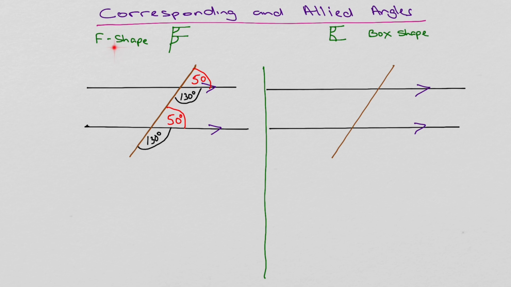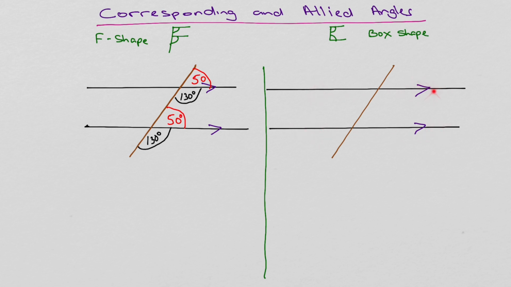The idea of the F shape, you shouldn't use it, but it's just indicating that it is like an F. So you can see that's like an F, and this angle here, which is this one, is equal to the angle there, which is that one. And the one on top here will be equal to the one on top there. So we call it the F shape, but you shouldn't call it the F shape. It's basically corresponding angles.